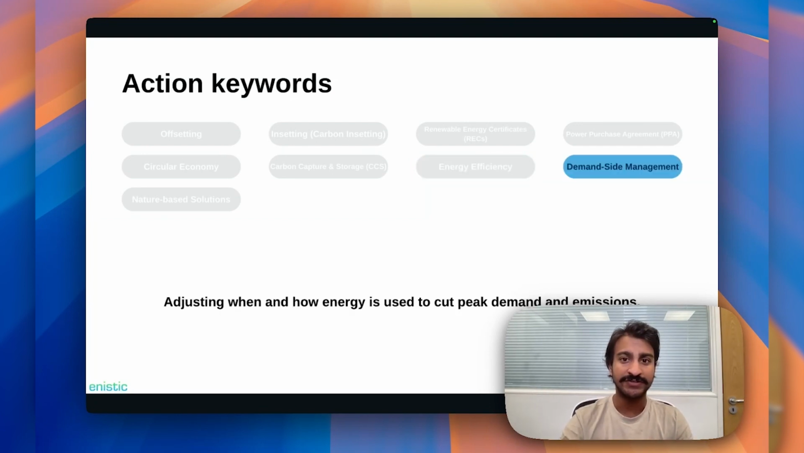Demand-side management is adjusting when and how energy is used to cut peak demand and emissions. Batteries are quite good at this. They can get electricity from the grid at low peak times and then use that energy during high peak times.